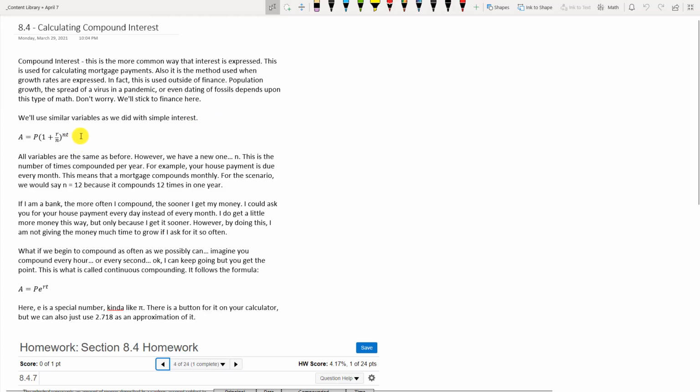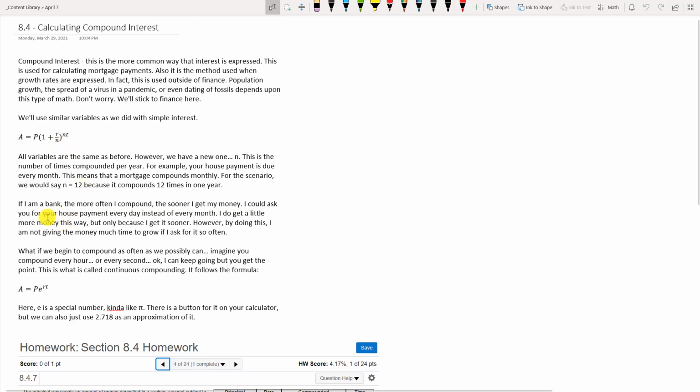So the variables are pretty similar to what we did with simple interest, but we do have a new one here. We have this variable n that shows up here in the exponent and here in the denominator of that fraction. This is the number of times compounded per year. So a very common example is your house payment is due every month. So that means your mortgage compounds monthly. So n is how many times in a year is monthly. So we would say that's 12, because that's 12 times in 1 year for a month. So if it's daily, n is 365. If it was some other number like semi-annually, you would say n is 2.